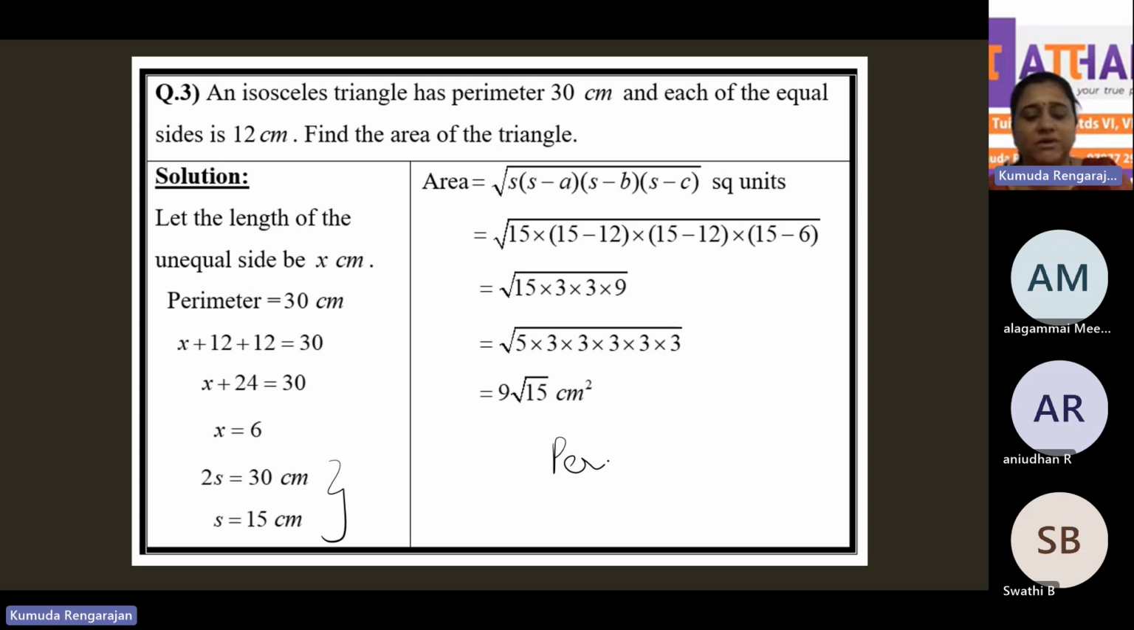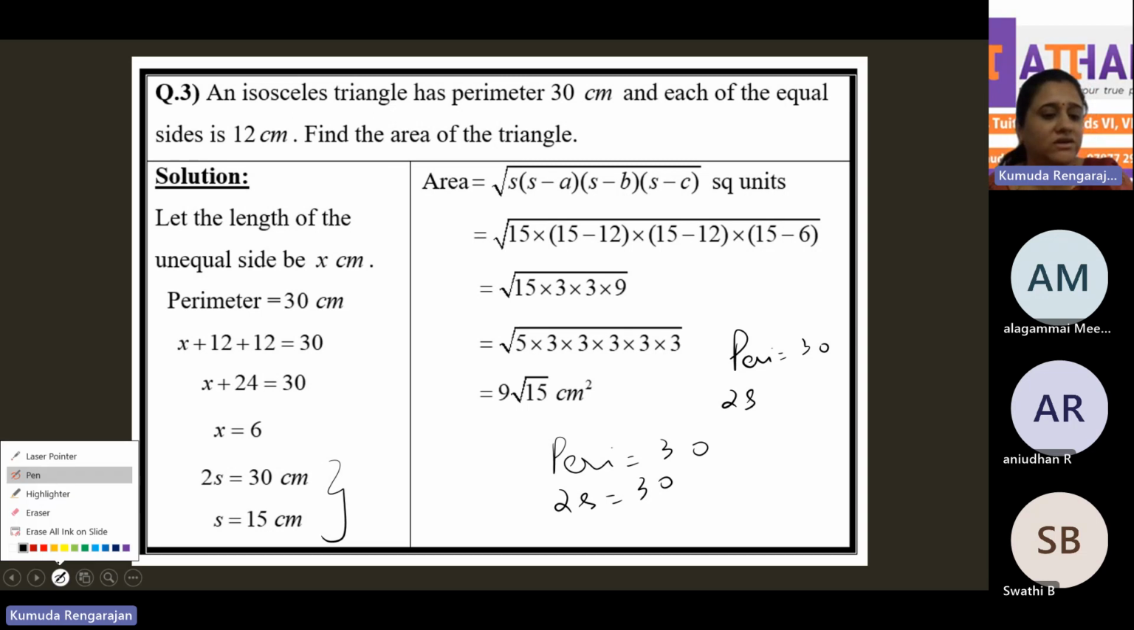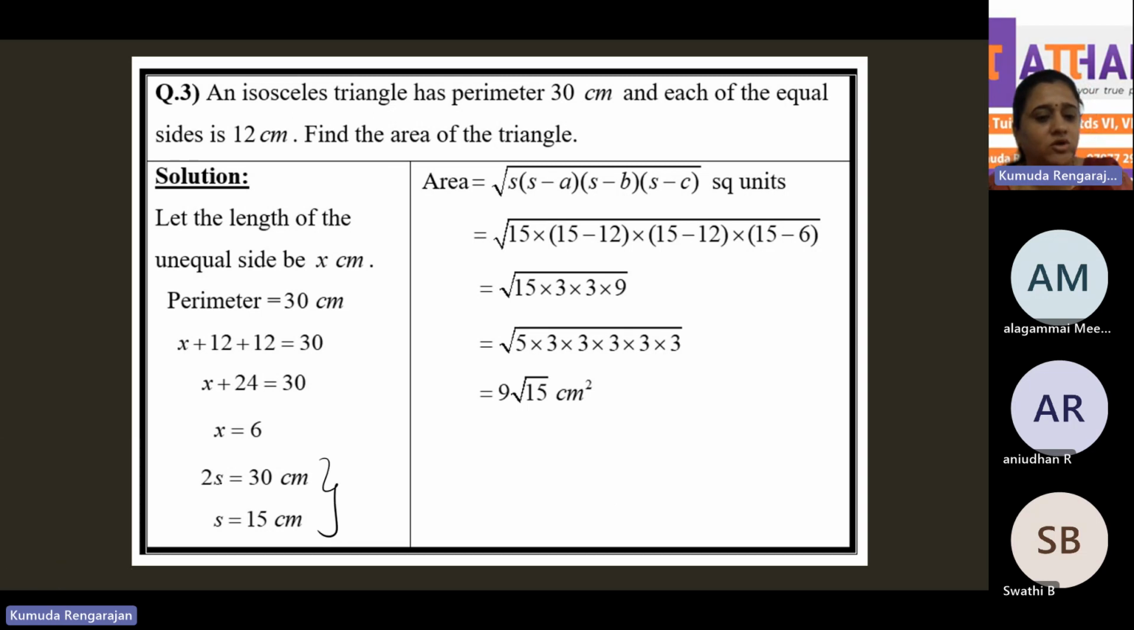Instead of writing perimeter is equal to 30, I have written 2s is equal to 30, because 2s is perimeter, right? Twice the semi-perimeter is perimeter. You can also do it like this. So 2s is equal to 30, that means perimeter is equal to 30, so s is equal to 30 by 2. These are different ways of presenting the answer.